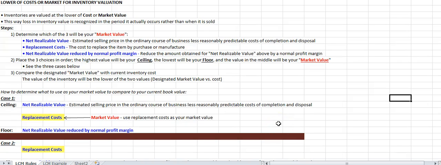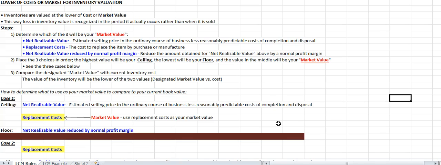Okay, so in this video, also from chapter 6, I'm going to explain the lower of cost or market concept, LCM. We already reviewed the cost flow of inventory in the first 3 videos, right? We identified the cost flow methods: specific identification, FIFO, LIFO, and weighted average.